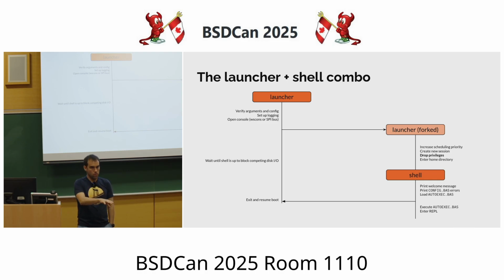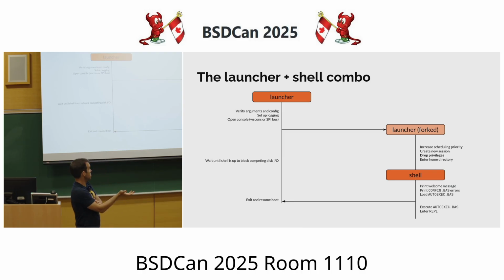Then we move into the launcher. And the whole point of the launcher, as I said, is to start the shell, but also to block I/O while the shell starts. Because if I/O continues, you could visibly notice that the shell was starting very slowly as it tries to render to the console.